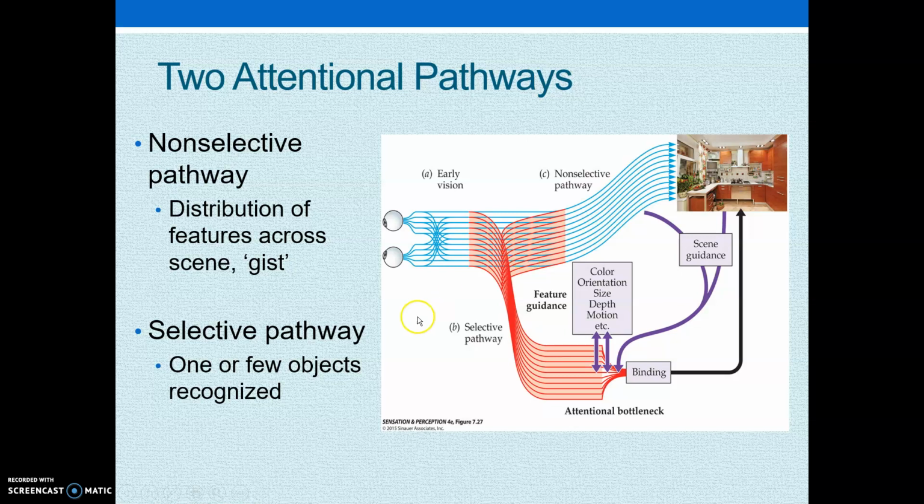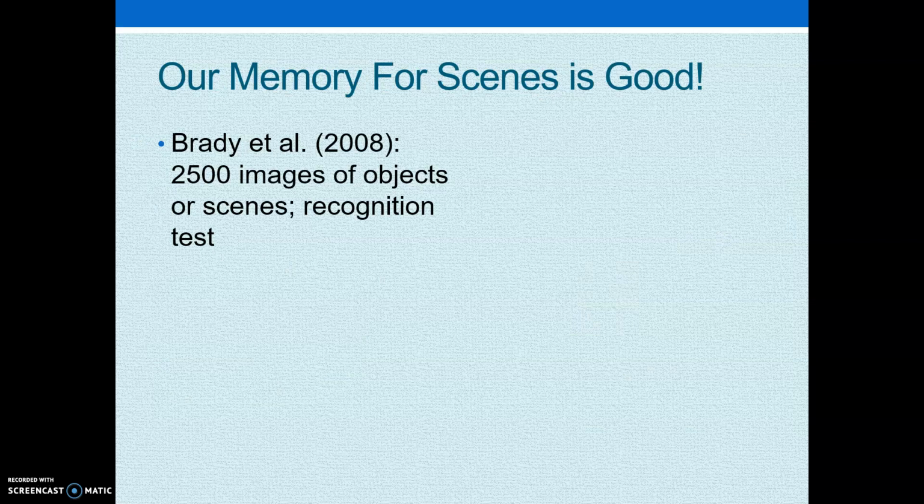that are in there. On the other hand, we do have a selective pathway which allows us to only recognize a few different objects. Now, whereas a non-selective pathway doesn't really have a bottleneck, we can, on some low level, notice everything in the environment without paying a lot of attention. For selective attention, you can only pay attention to so much. And our memory for scenes, shockingly enough, is pretty good.